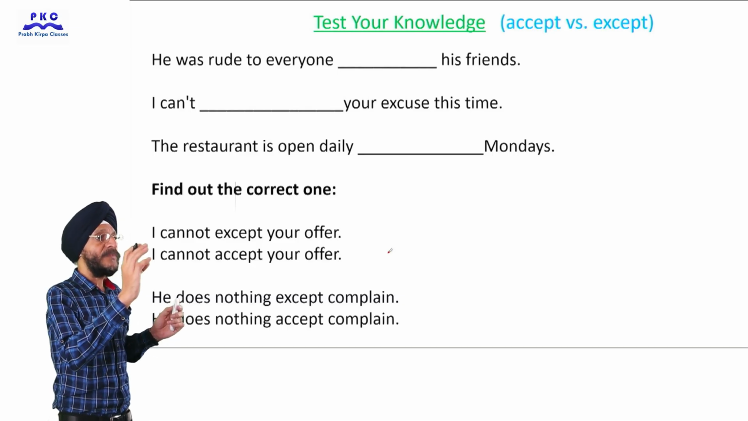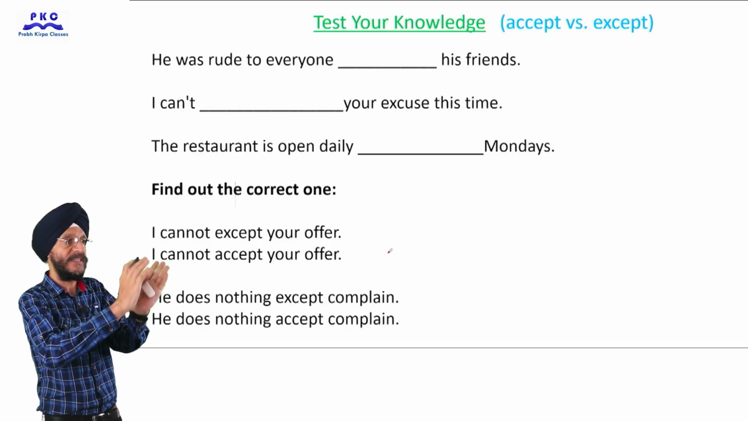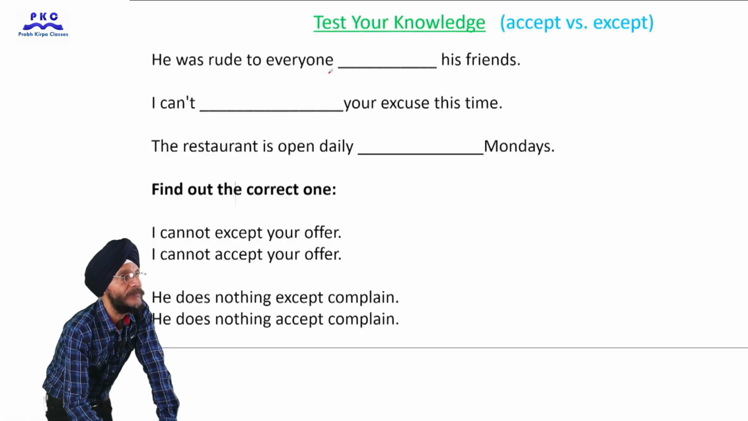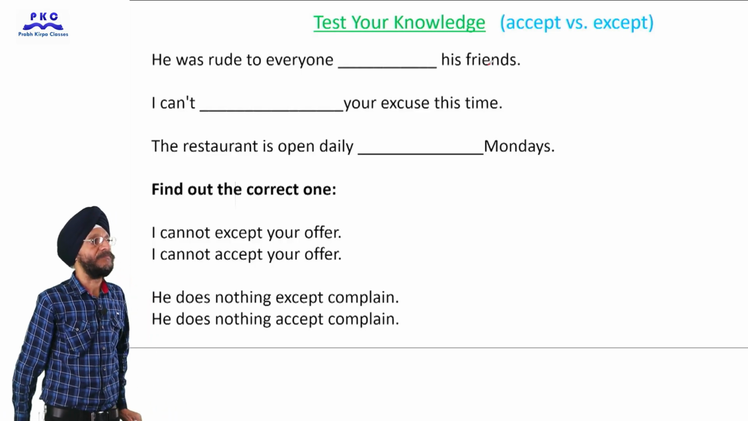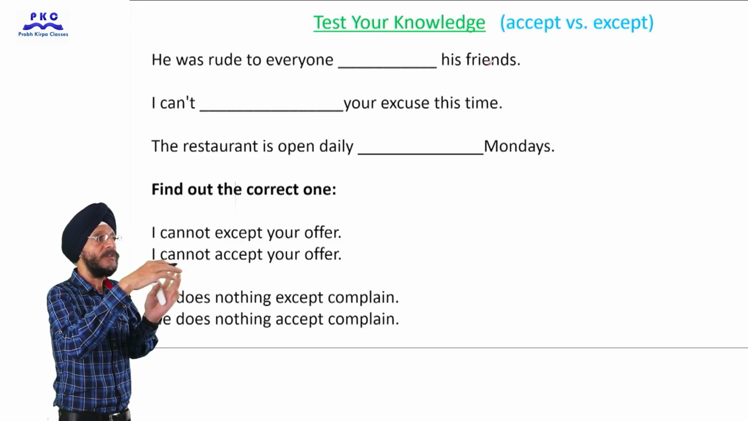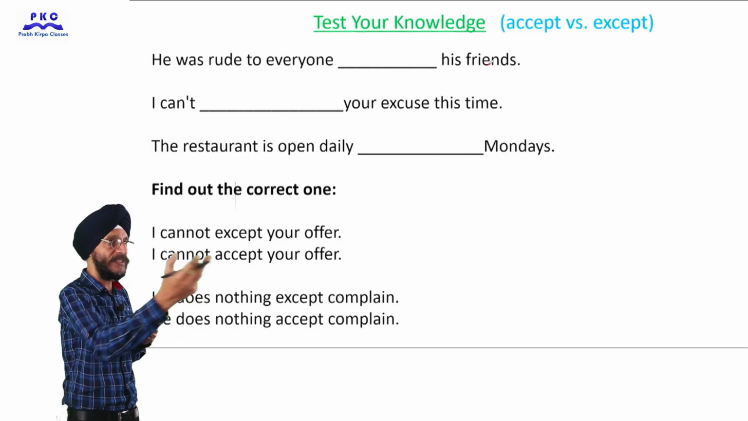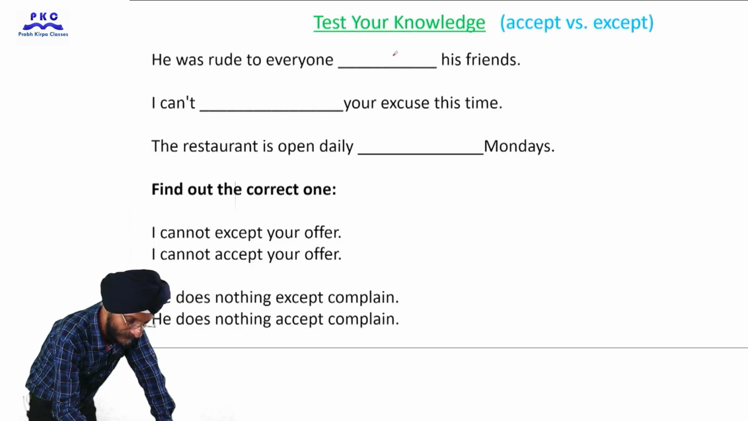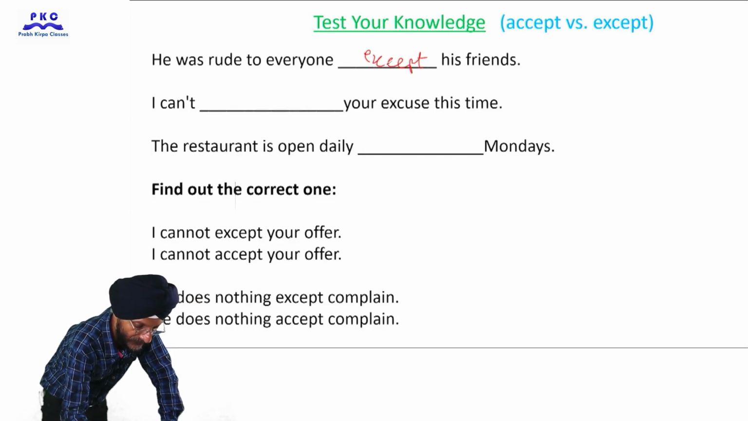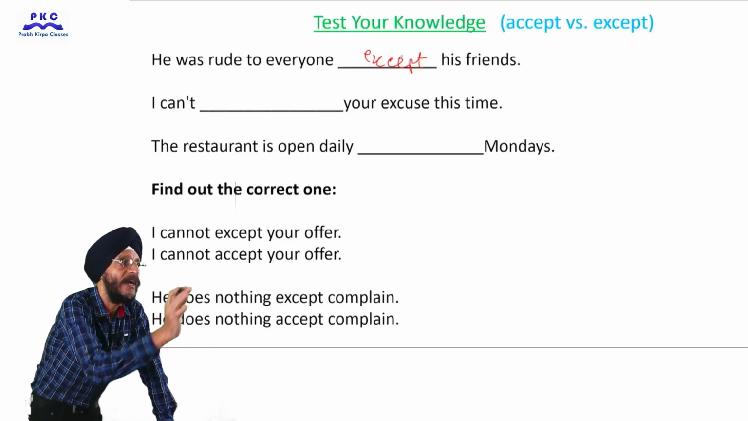Now we will test whether we have been able to understand the difference between accept and except. He was rude to everyone, dash, his friends. Here we cannot use accept because we are not talking about agreeing to something or receiving something. He was rude to everyone other than his friends. Here we will use except, E-X-C-E-P-T. Except his friends, he was rude to everyone.